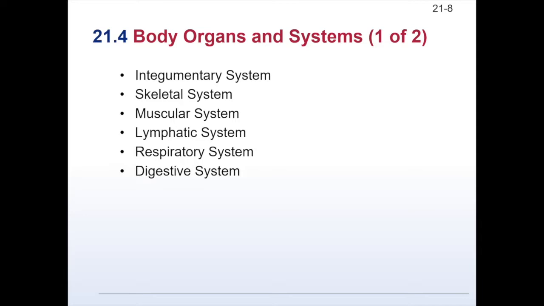Digestive system. The digestive system performs the mechanical and chemical processes of digestion, absorption of nutrients, and elimination of waste. It consists of the mouth, esophagus, stomach, intestines, and accessory organs.